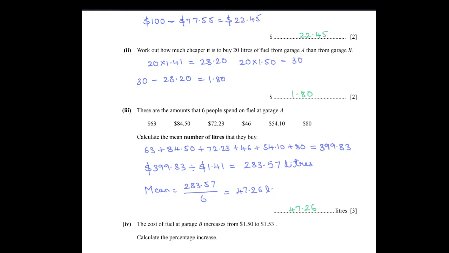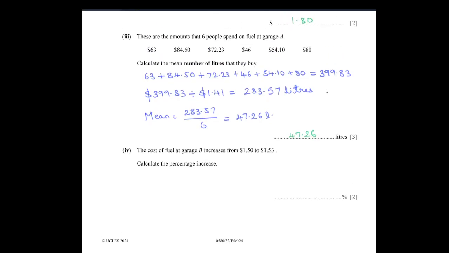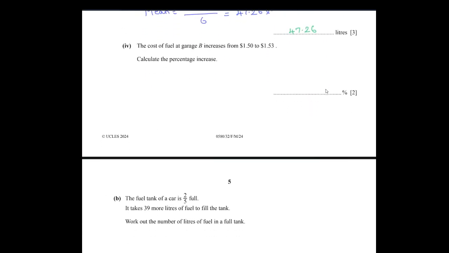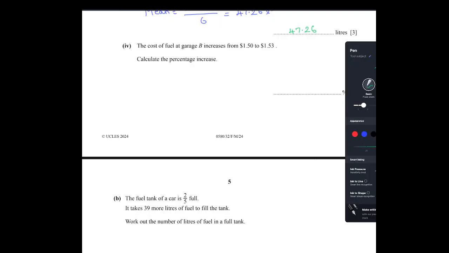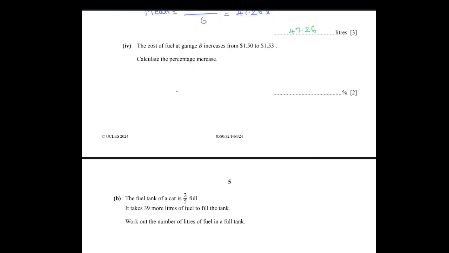Question number 3 is done. Question number 4. The cost of fuel at garage B increases from 1.50 to $1.53. Calculate the percentage increase. So we need to find the percentage increase. To find the percentage increase, what we need to do is first find out how much the amount has increased. So 1.53 subtracted by 1.50.